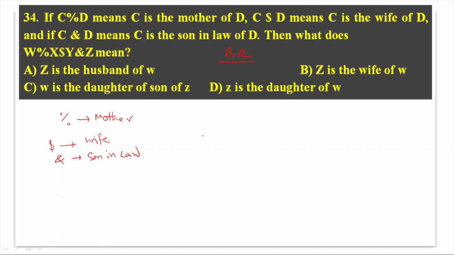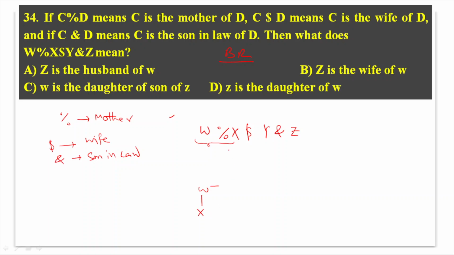Then what does W percentile X dollar Y and Z means? So for this type of questions, we need to draw the blood relation diagram or tree diagram here. So first we need to consider these two portions here. W percentile X. So what percentile reference means here mother. So W is the mother of X here.